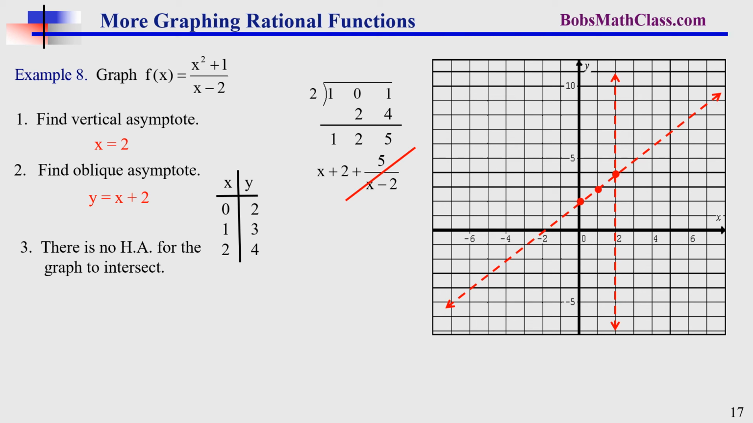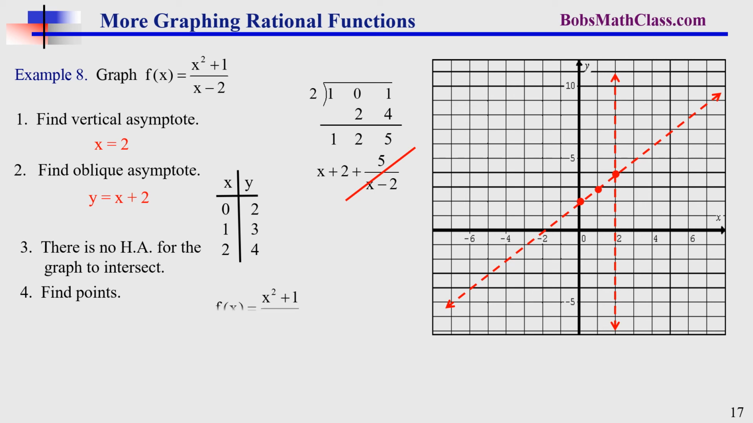Now, there's no horizontal, so we don't have to worry about where it intersects, and we're not going to worry about if it intersects this oblique asymptote. I doubt it, but we're not going to do it. If you're in my class, the problems on my homework will not intersect the oblique asymptote.